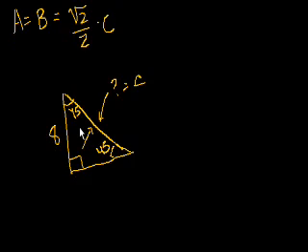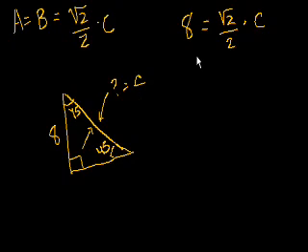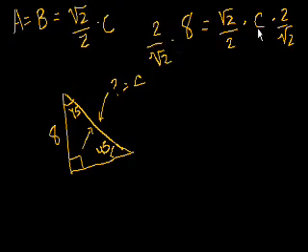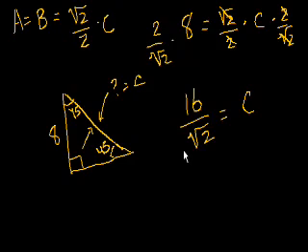And we know one of the sides, this side could be a or b. We know that 8 is equal to the square root of 2 over 2 times c. c is what we're trying to figure out. So if we multiply both sides of this equation by 2 times the square root of 2, I'm just multiplying it by the inverse of the coefficient on c, because then the square root of 2 cancels out that square root of 2, this 2 cancels out with this 2. We get 2 times 8, 16, over the square root of 2 equals c, which would be correct.